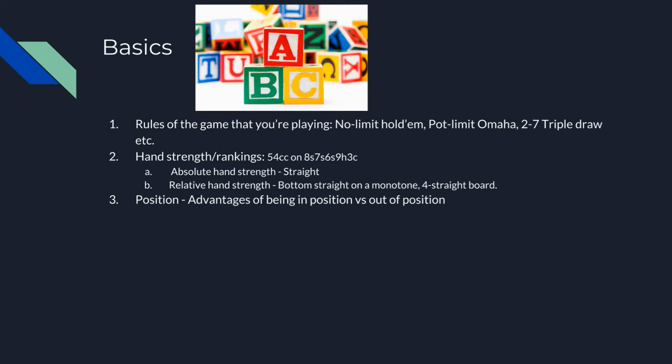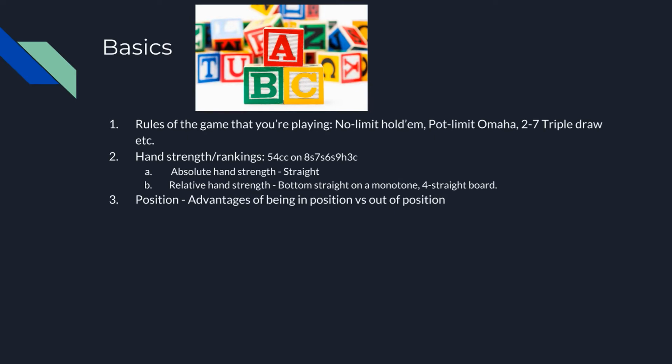So for example, we have this 5-4 of clubs on the 8-7-6-9-3 board texture, and there are two components to that. There's our absolute hand strength, which is that we have a straight, but if we think about this spot in terms of relative hand strength, we actually have the bottom straight on a monotone and 4 to straight board. So even though we have a straight, the strength of that hand isn't exactly good.